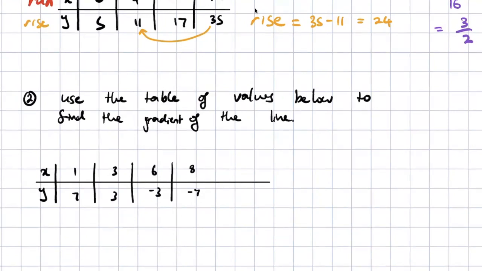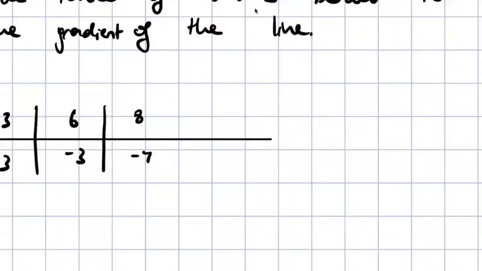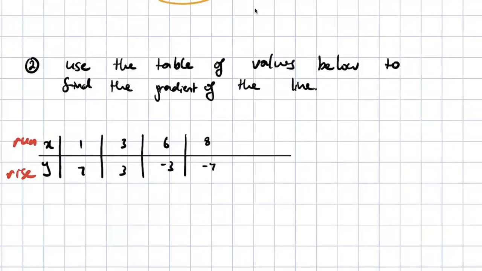So first things first, if I'm going to calculate the gradient from this table of values, it's always handy to write run for your X, rise for your Y, just to label everything out. And what I'd suggest is to try and pick some easy points. I'm going to show you again, no matter which points you pick, it'll work. So for example, let me unzoom from there.